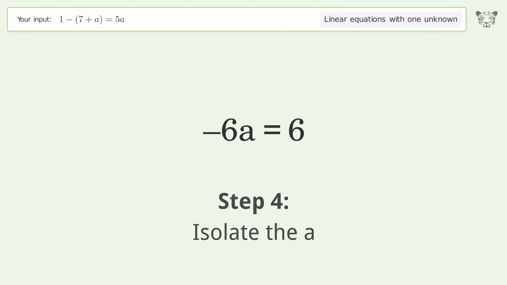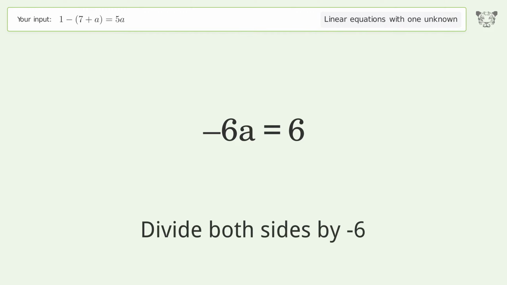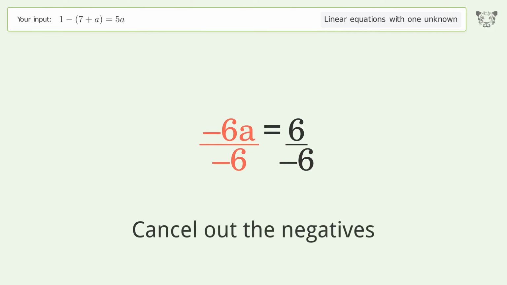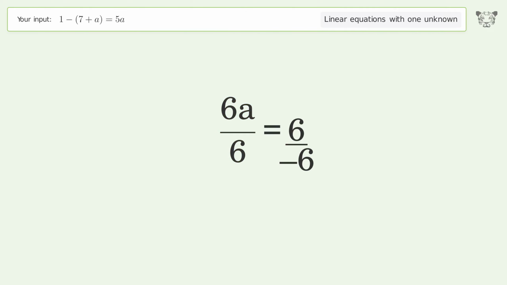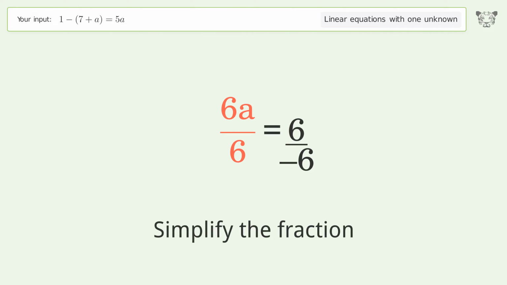Isolate the a. Divide both sides by -6. Cancel out the negatives. Simplify the fraction.